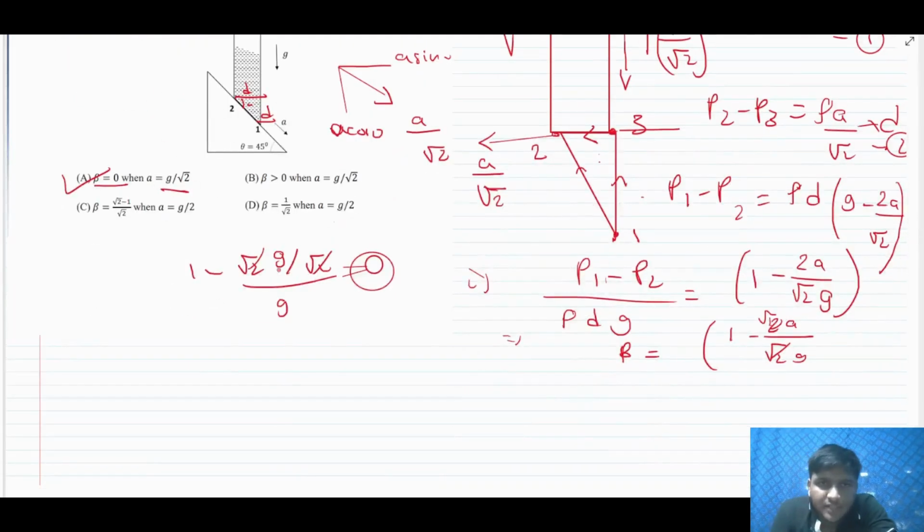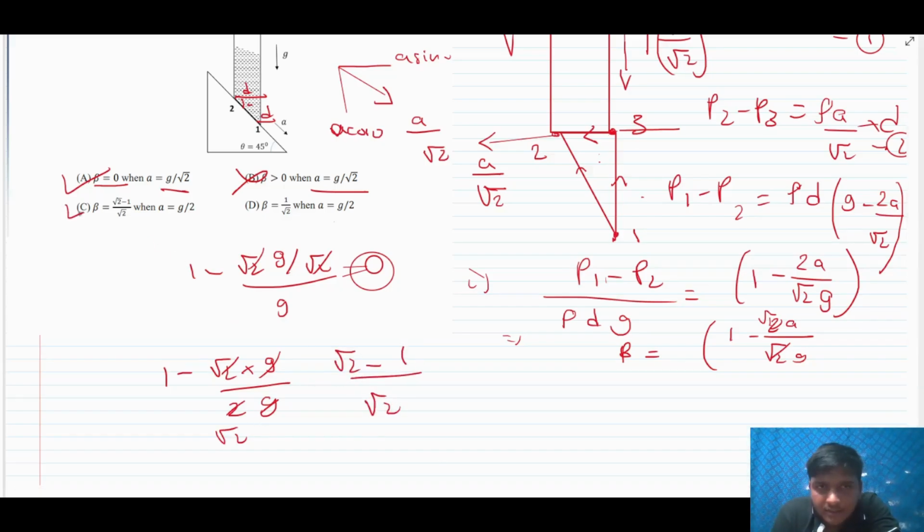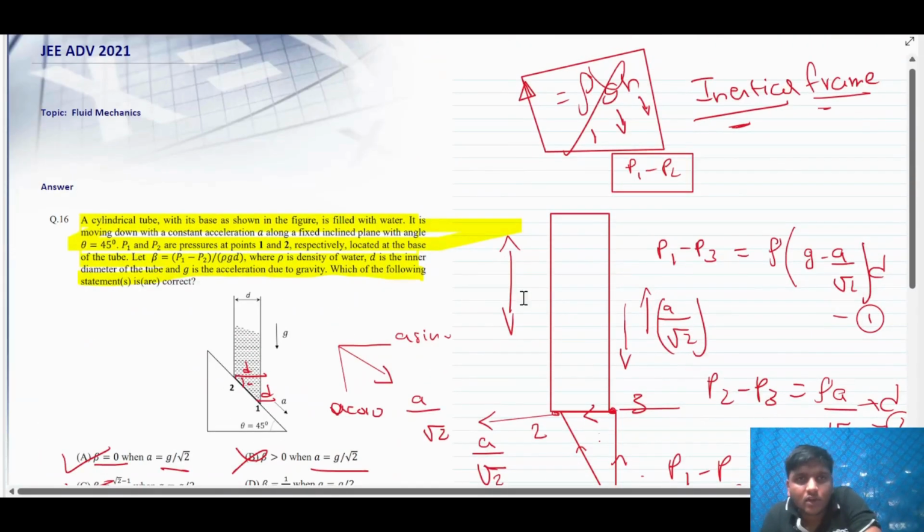By using this only, we can clearly say that B is incorrect, as when a equals g by root 2, beta is equal to 0, not greater than 0. For option C, let's check. When we put a equal to g by 2, we get 1 minus root 2 times g by 2 divided by g, which is 1 minus 1 by root 2, or equivalently root 2 minus 1 over root 2. This should be equal to beta. Yes, it is absolutely correct for option C, and option D is incorrect. So again, we got our answer as A and C.